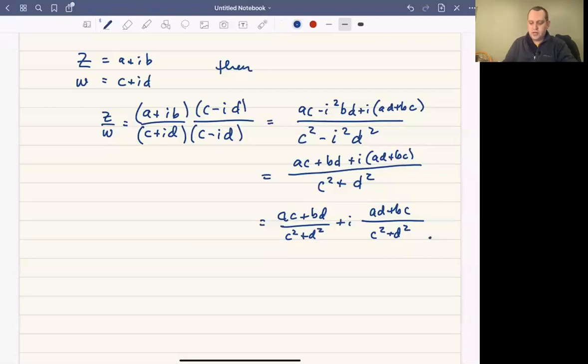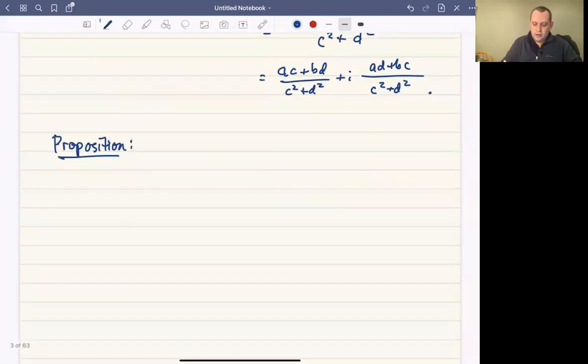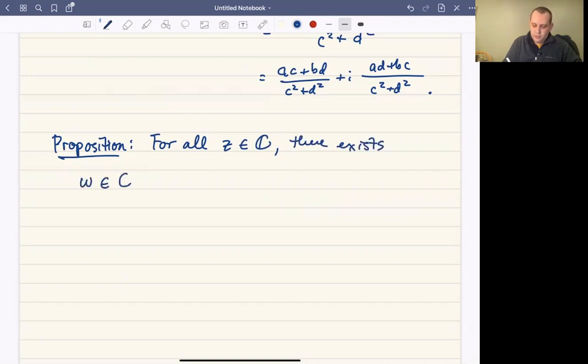One proposition I want to talk about is that there are always going to be square roots. I'll mention this and then we'll prove this in the next video. I'll call this a proposition. For all complex numbers z, there exists a value w in the complex numbers so that w is the square root of z. What I mean by that is that w is the thing that you have to square to get z.